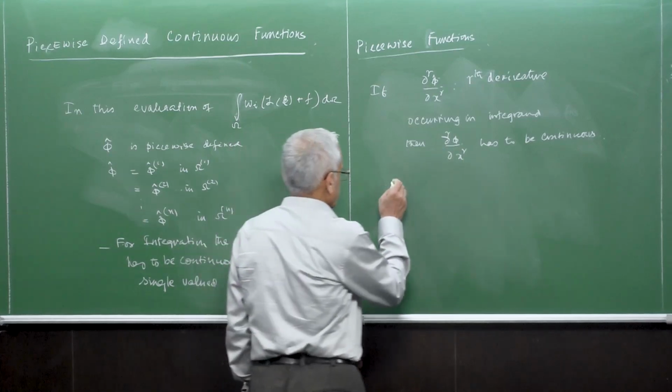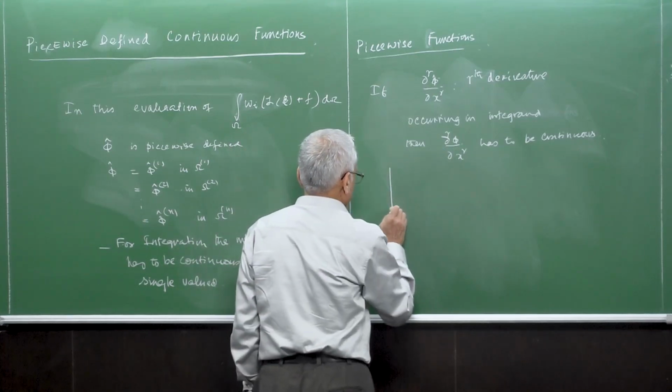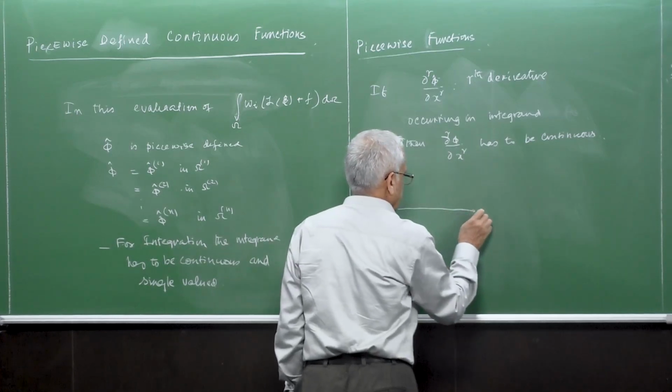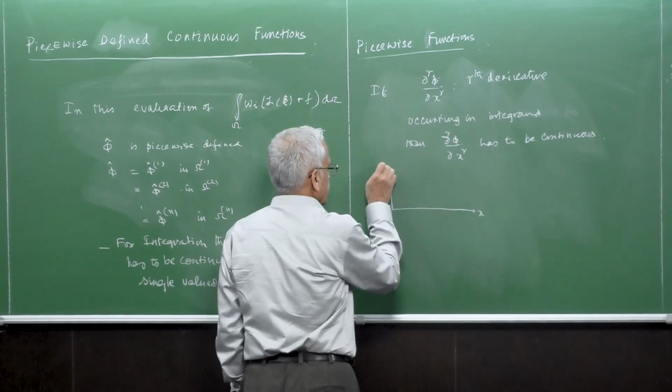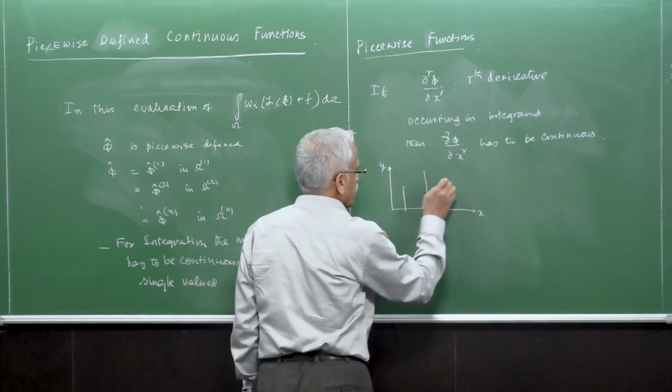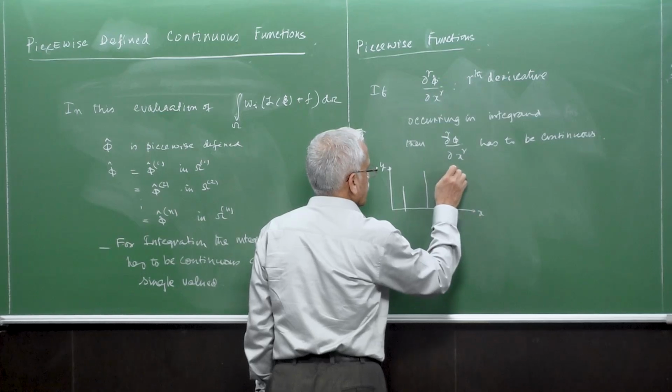So let us just see what is continuity order. For example, if you just look at this one, I'm drawing two domains, two elements.